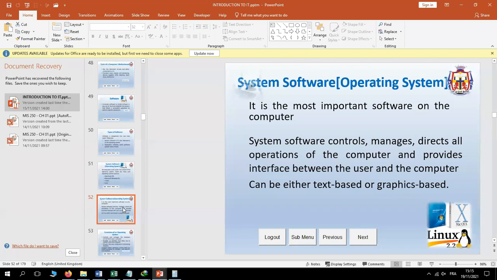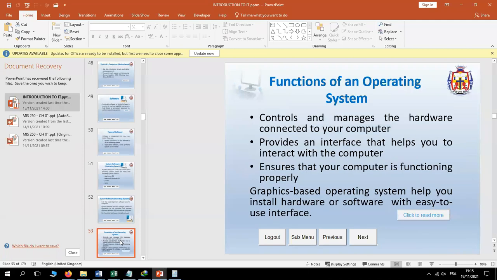Okay, then functions of the operating system. From its definition, ladies and gentlemen, we are able to derive the functions of the operating system. That is to control and manage hardware connected to the computer, to provide the interface between the user and the computer, to ensure that everything is working fine.